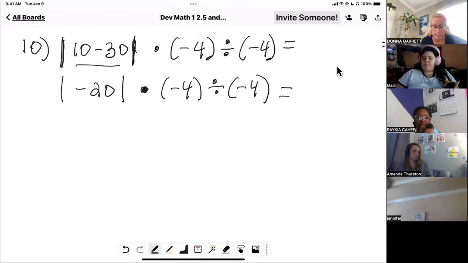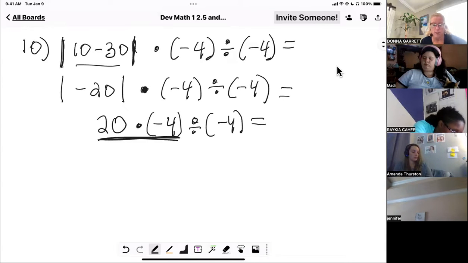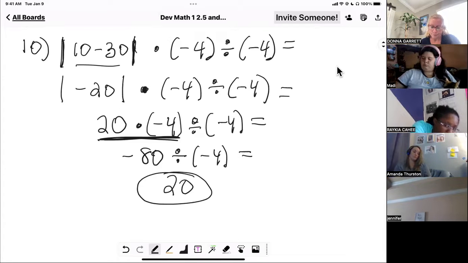Okay, absolute value of 20, that's just positive 20 times -4 divided by -4. Okay, so you have to multiply that first. 20 times -4 is -80 divided by -4. And -80 divided by -4 is 20. Answer. Oh, yes, 20.